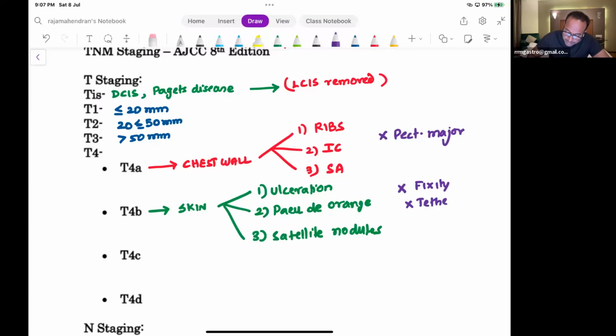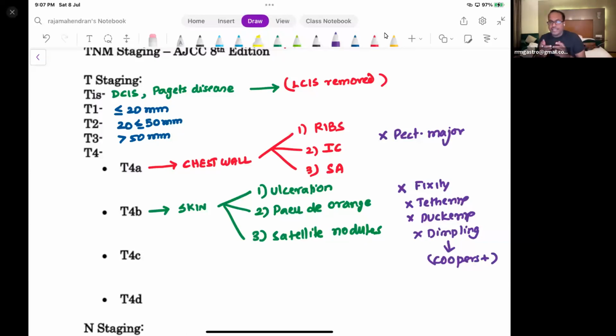Tethering, puckering, dimpling is not included. These are all nothing but involvement of Cooper's ligament. So Cooper's infiltration will not change the staging. It is not going to change the staging. It is going to be the same. Tethering of Cooper's ligament, puckering, dimpling, retraction of nipple, nothing will change the staging.